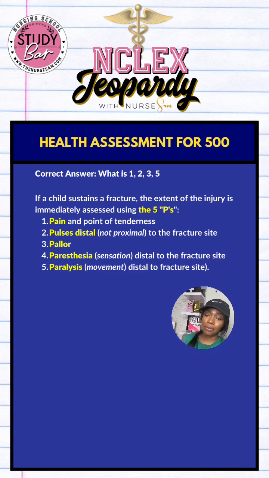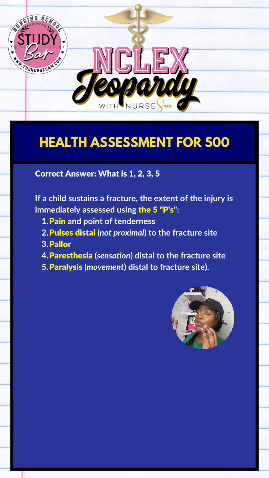Screenshot this. You ready to screenshot it? Okay, cool. After you screenshot it, let's go through what it actually means. It says, if a child sustains a fracture, the extent of the injury is immediately assessed using the 5 Ps, which are pain and point of tenderness. All right, P for P. Pulse is distal, not proximal to the fracture site. That is very important. One more. Pulses that are distal, not proximal, to the fracture site.